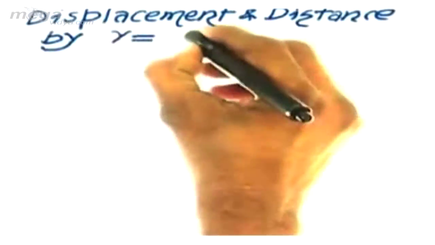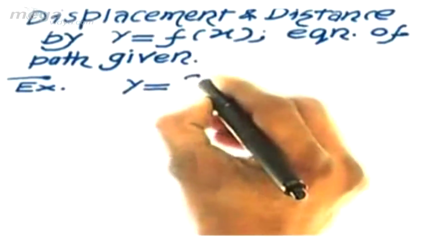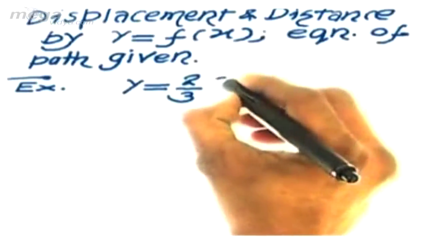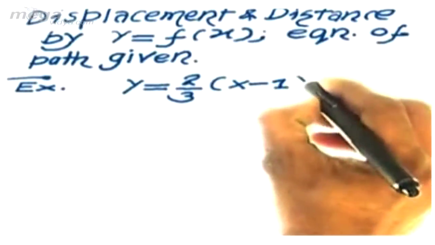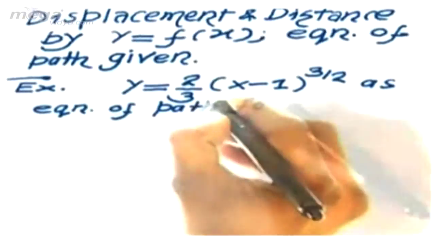Displacement and distance by y equal to function of x means equation of path given. Just consider an example. In this example, we have been given an equation y equal to 2 by 3 (x minus 1) to the power 3 by 2 as the equation of path followed by a particle.